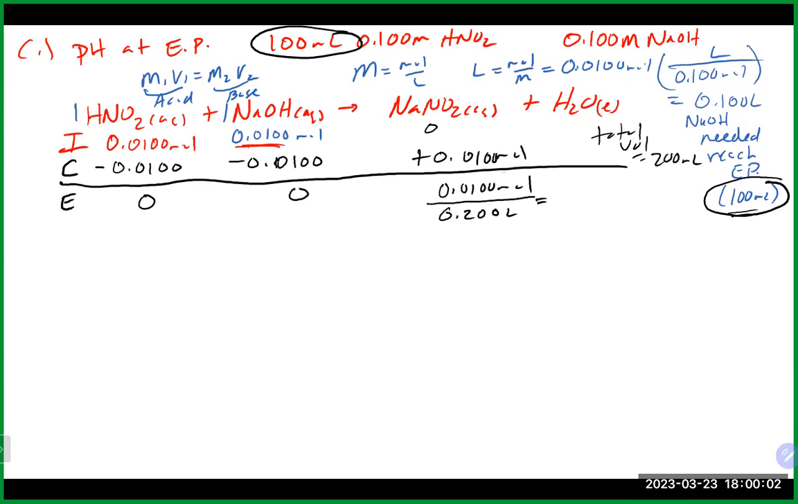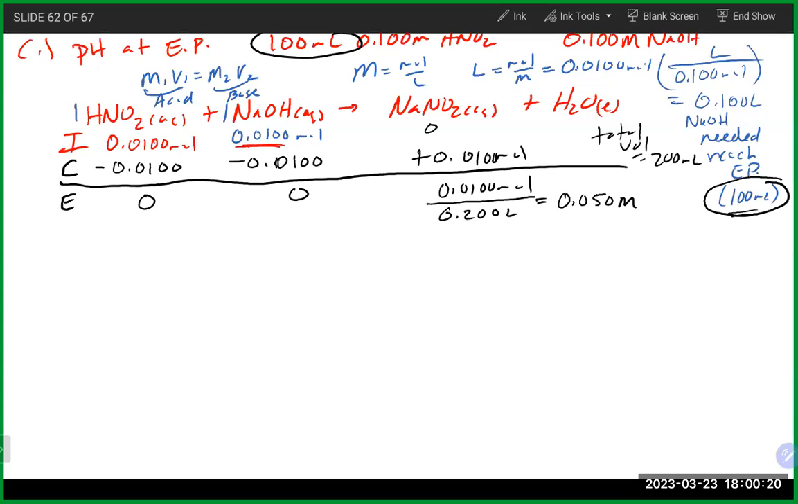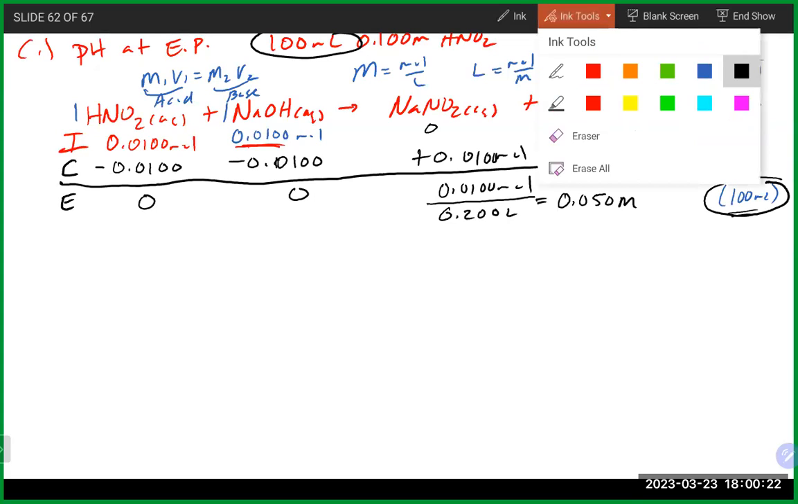0.01. I missed it 4 times in this problem. All right, 0.01 divided by 0.2. That's going to give us 0.05 molar. Any questions up to there?